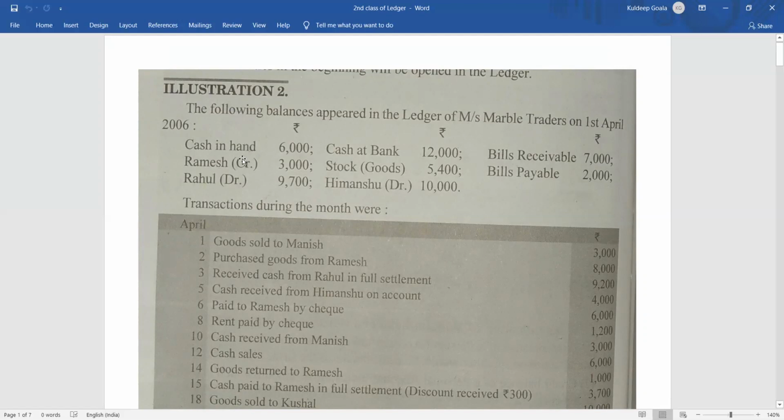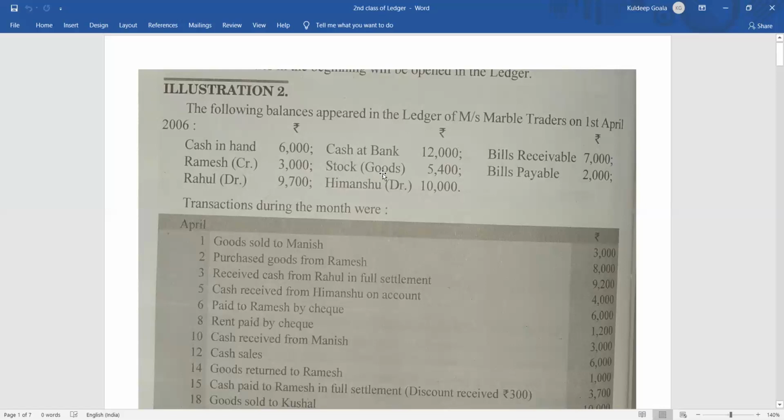You have to simply find out what is your asset and what is your liability, and you have to debit all the assets and credit all the liabilities. So what is given here? Cash in hand 6,000, it is an asset, debit. Cash at bank, also an asset, debit. Bills receivable, asset, debit. Ramesh, credit means he is a creditor, so it will remain credit.